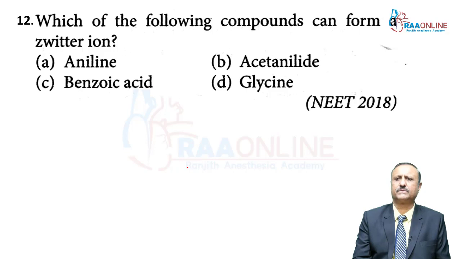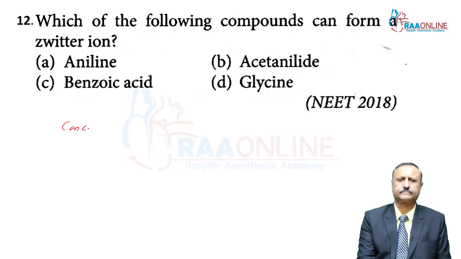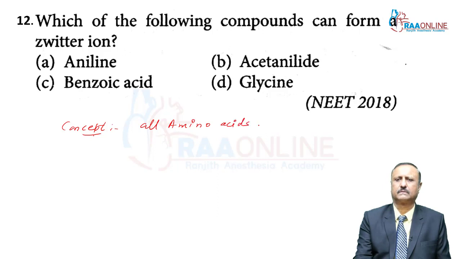It is a very easy question which was asked in NEET 2018, because zwitter ion, what is the concept? The concept is this: all amino acids form zwitter ions. For example, we can say glycine. In glycine, the formula is NH2, CH2, COOH.